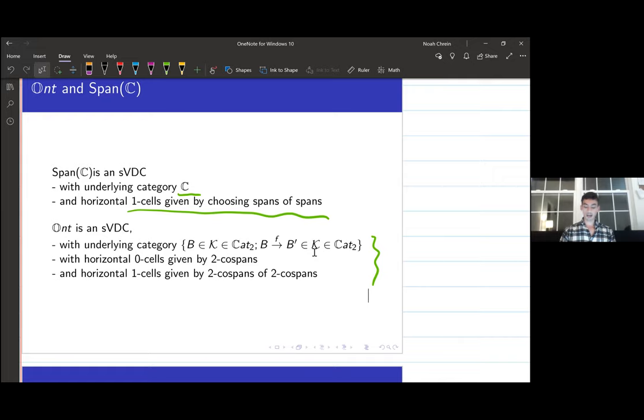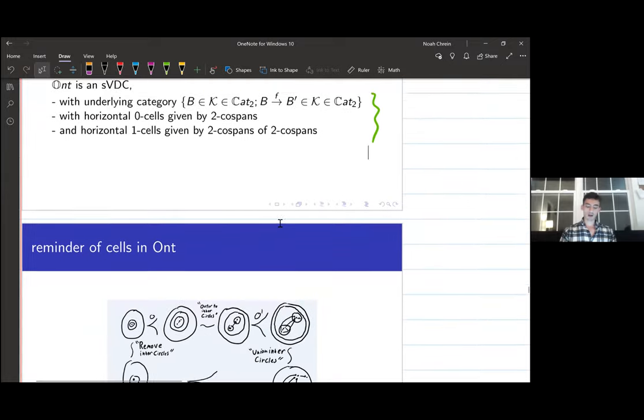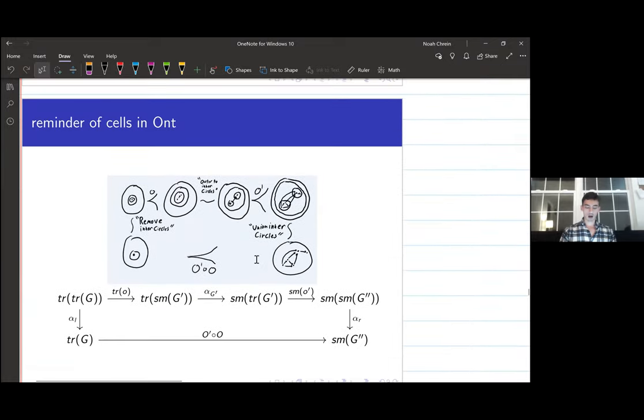So my next question is, how do I talk about the Yoneda lemma in a simplicial virtual double category? Okay. So, why do I care? First of all, just a reminder of what's going on in the setting of ontologies and ontological transformations. They are sort of like expansions of graphs. So the cells are witnessing the composition of the expansion of graphs.